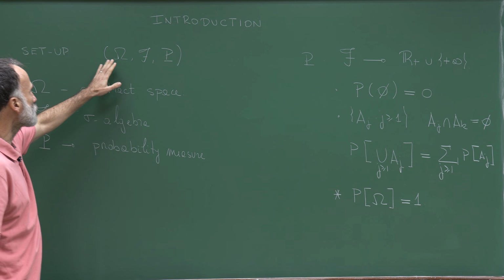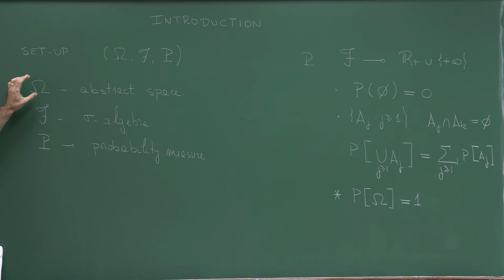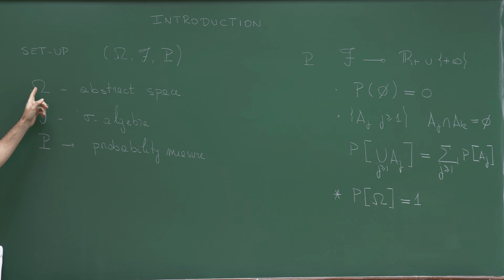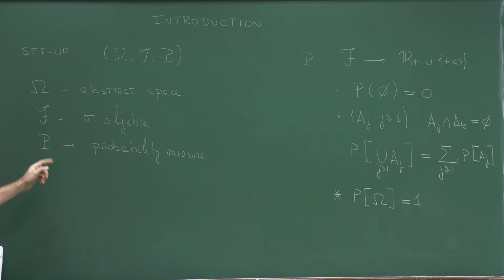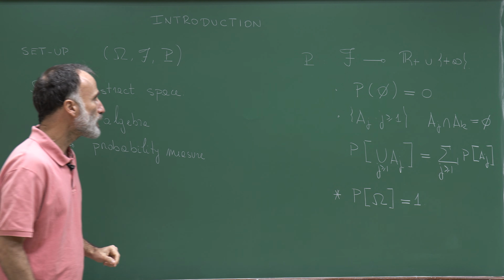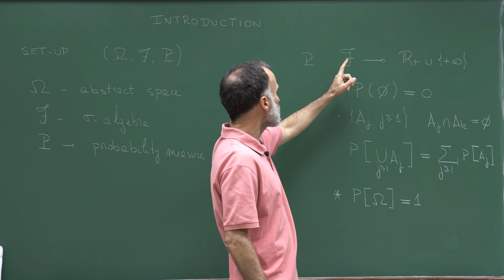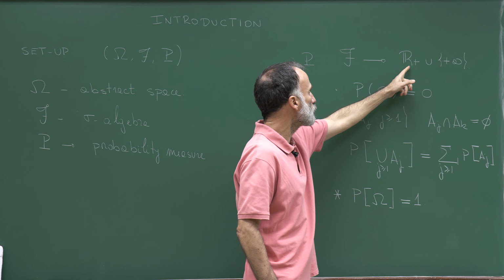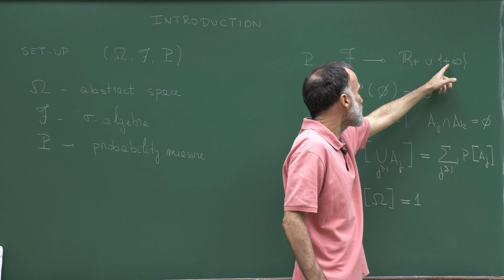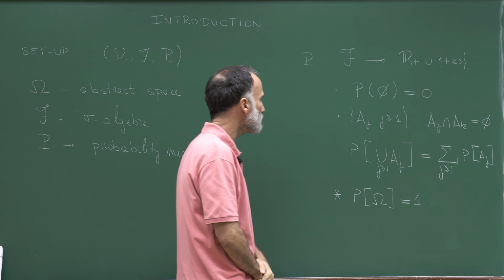We will have a triple where omega will be an abstract space, F a sigma algebra of subsets of omega, and P a probability measure defined on the sigma algebra F. This means that P is a measure, so it means that it's a function from the sigma algebra to the non-negative real numbers, and which may assume the value plus infinity.